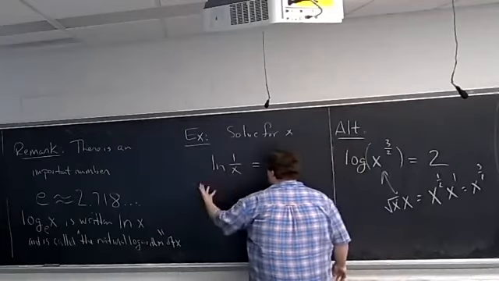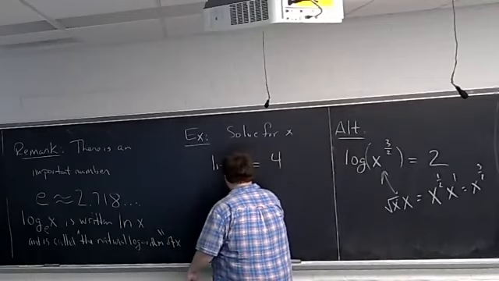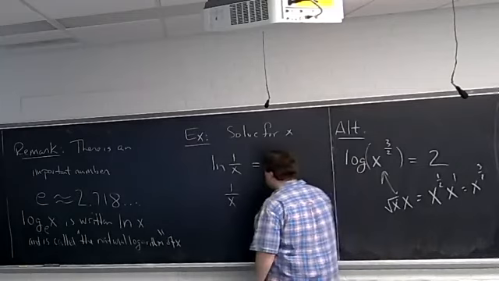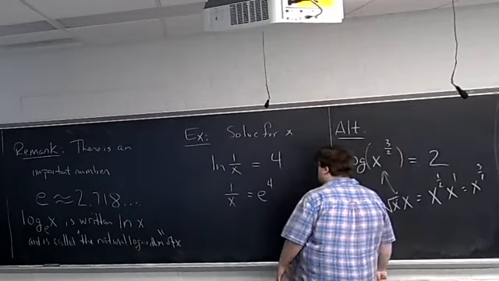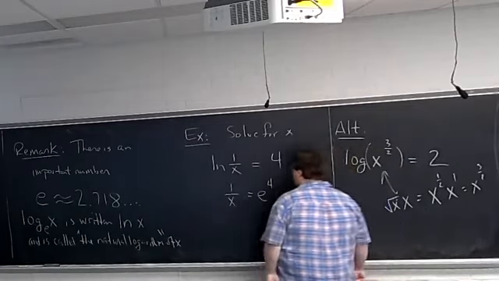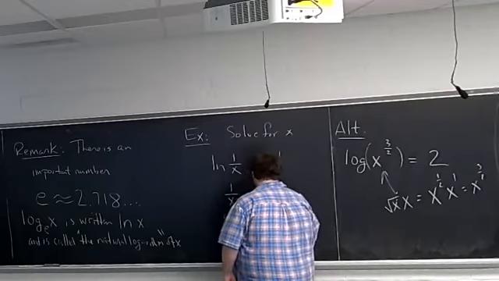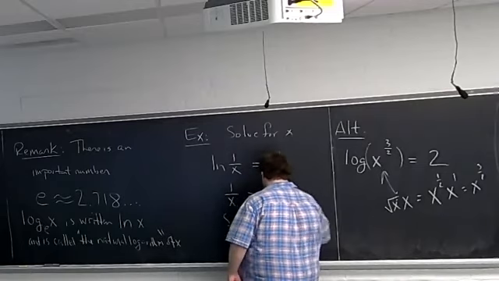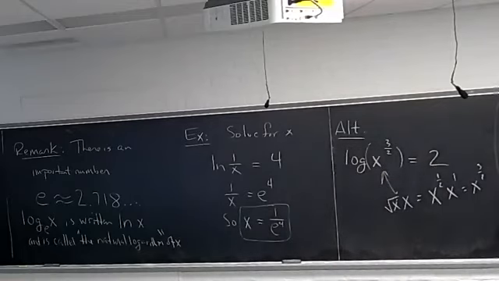To get rid of a logarithm, we take an exponential. The base is e. e to the left side is 1 over x. e to the right side is e to the 4. Solve this for x. So multiply both sides by x, divide by e to the fourth, or just flip both sides around. So x equals 1 over e to the fourth. Of course, you could say e to the negative fourth too. Any questions about anything we just discussed with logarithms?